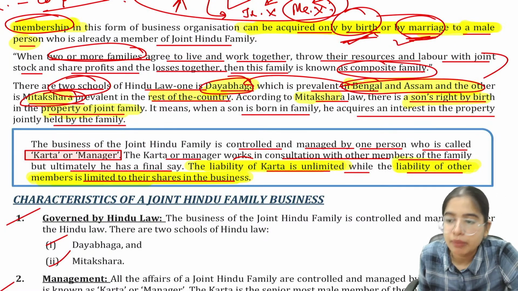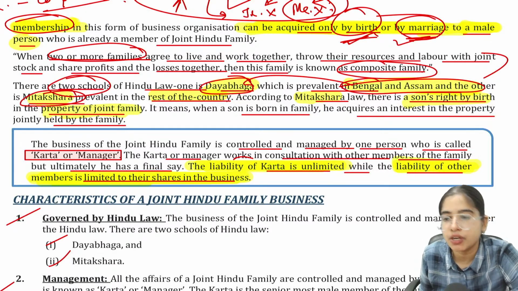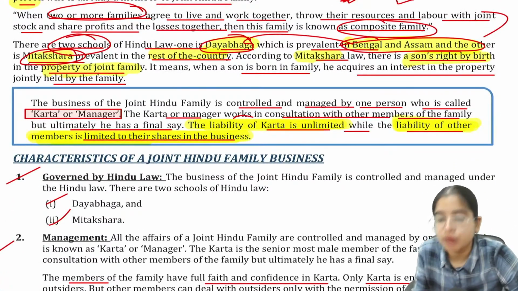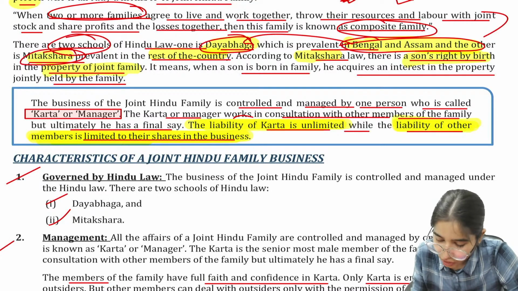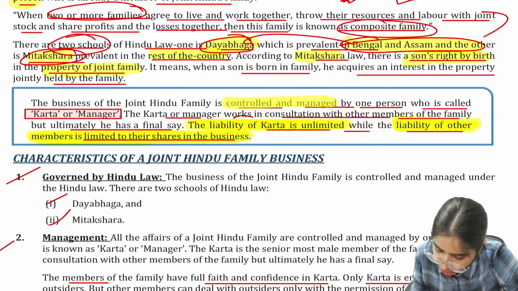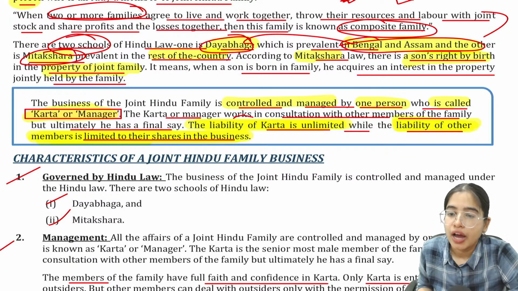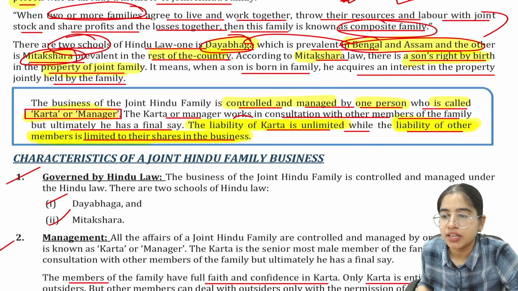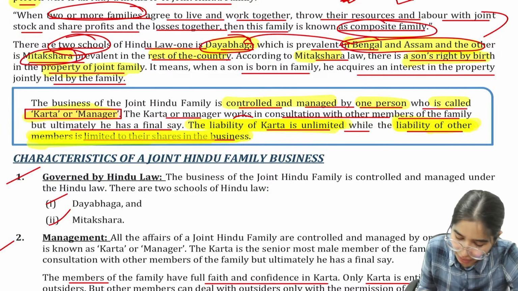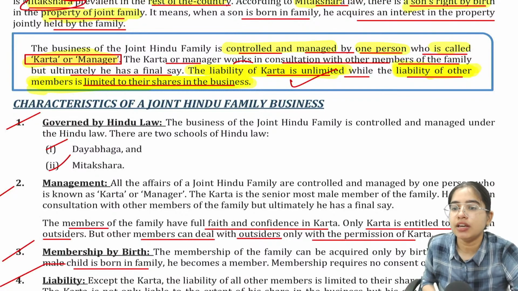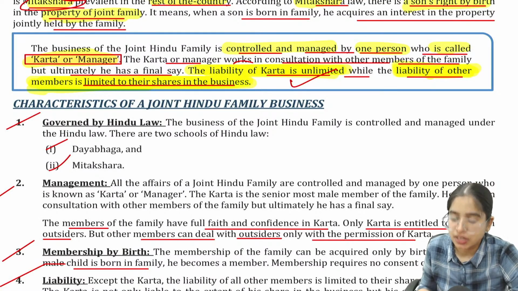Now even a female member will be a member of HUF. So both son and daughter, everybody will be a member of HUF. And I already told you that there is a senior most male member who manages the HUF. This HUF is controlled and managed by one person who is called Karta or manager, and all other parties are known as co-partners. However, the liability of Karta is unlimited and the liability of all other members is limited.